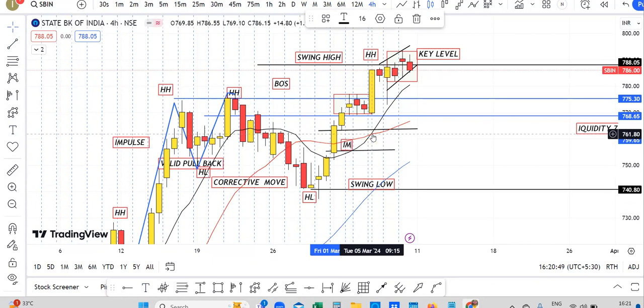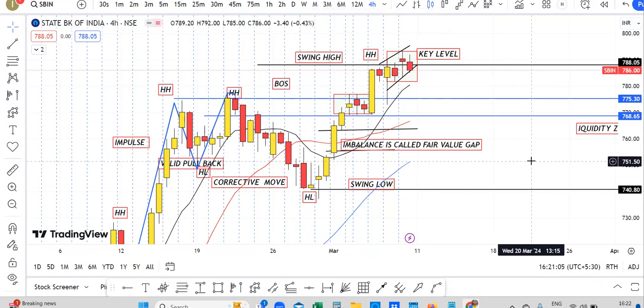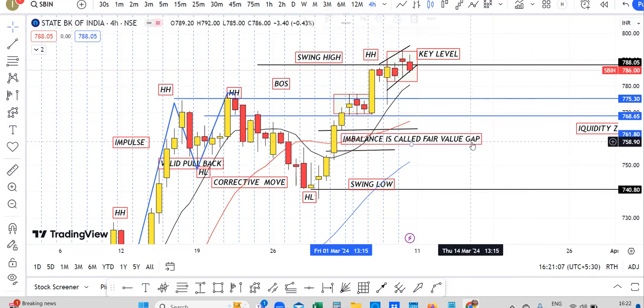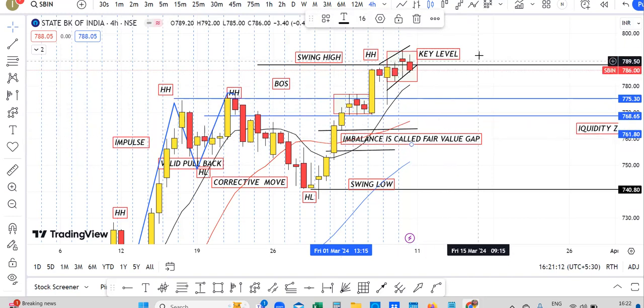This imbalance is called a fair value gap. The market can come back to this imbalance area to seek liquidity, and it may continue in the original direction. For now, it is my intention to show you the fair value gap. This is called the fair value gap.